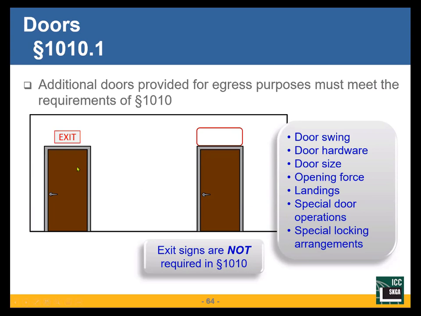Well, wait, we don't comply if everyone has to go to that door. Okay, so I need this door. Now it's a required exit. I need the exit sign.